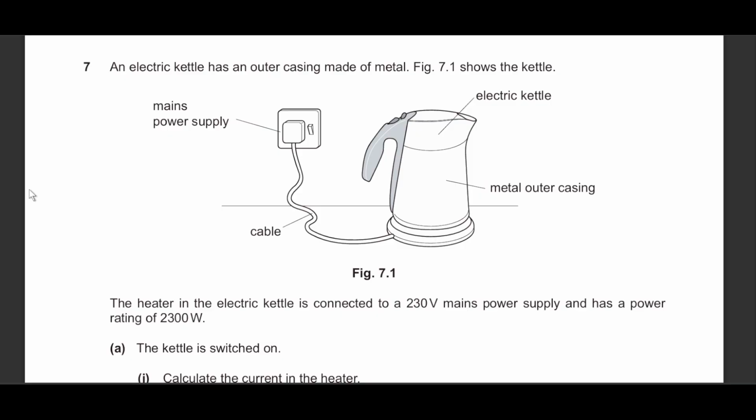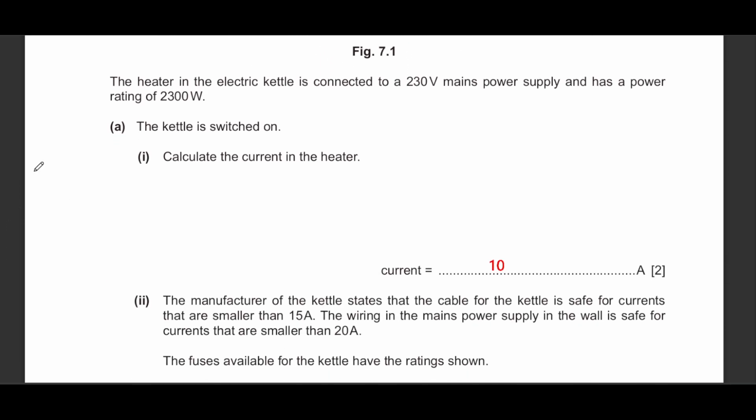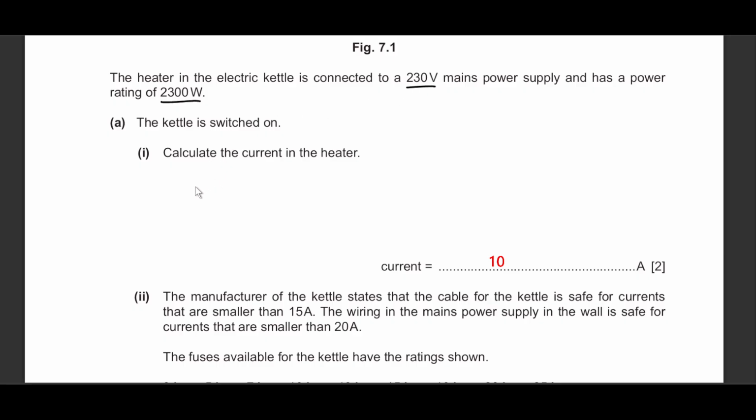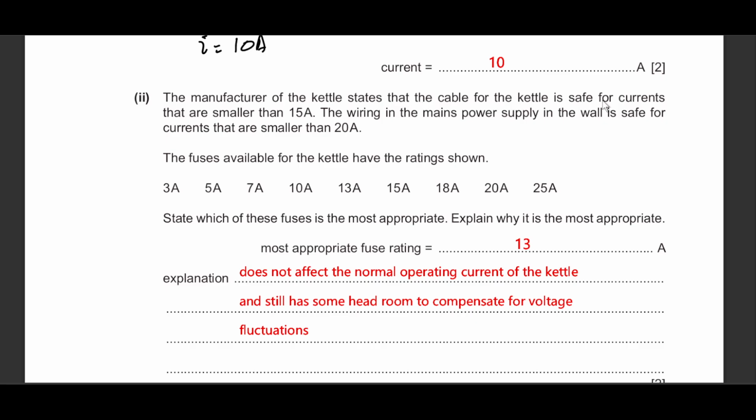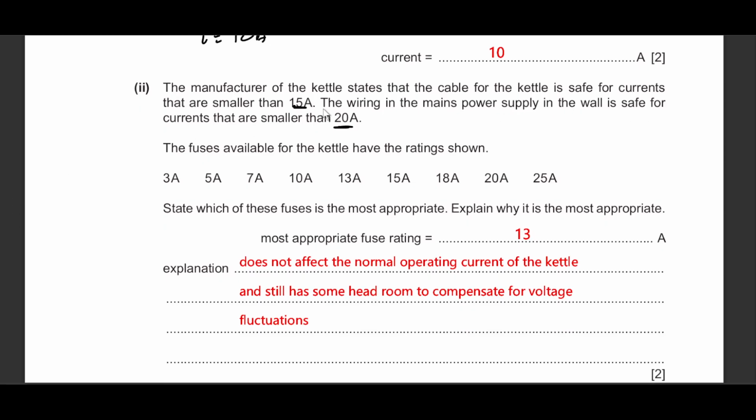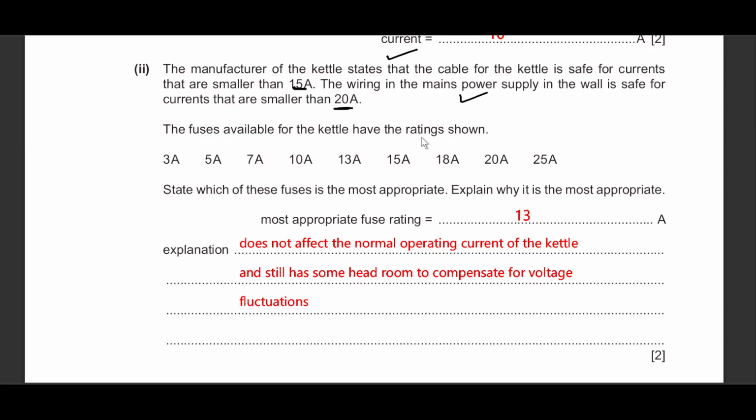Question 7 is about the electric kettle. He says 2300 watts, 230 volts. The current is a very common formula, I is going to be equal to 10 amps, very straightforward. He says the manufacturer of the kettle states that the kettle is safe for currents smaller than 15 amps. The wiring of the main supply on the wall is safe for currents smaller than 20 amps. So this is the cable and the main power plug. It says to state the fuses available for the kettle, whose ratings are shown.